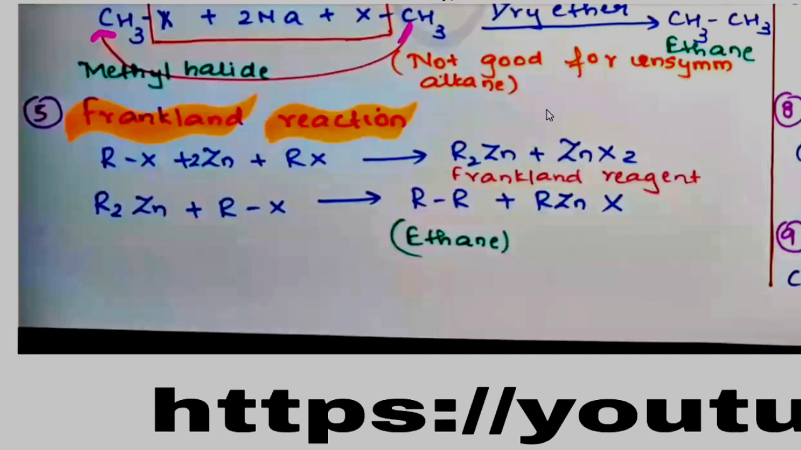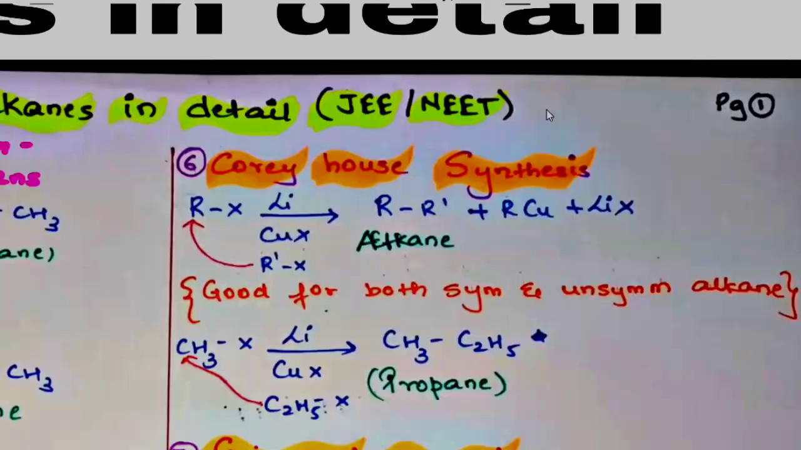The next reaction is Frankland reaction. Frankland reaction is absolutely same as the Wurtz reaction. The only difference is in place of sodium, you need to take zinc. Okay, in place of sodium, simply you need to take zinc, rest all will remain same. Now the next reaction is Corey-House synthesis.